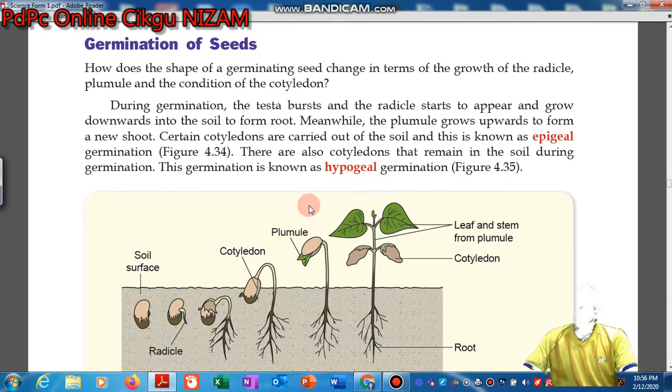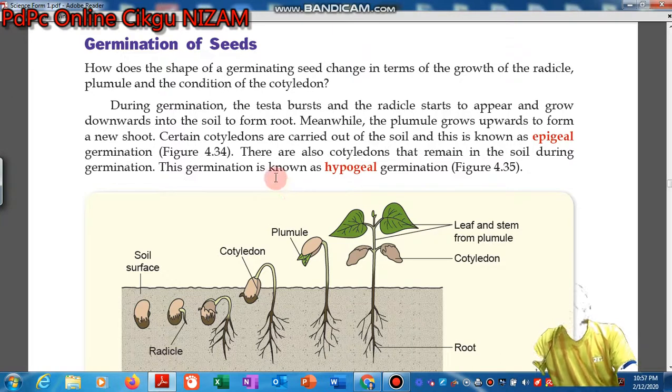Today we will proceed with our science lesson by discussing the germination of seeds and the factors that affect the germination of seeds. Last week we discussed the structure of seeds and their function. Based on that, we will now discuss how a seed germinates.